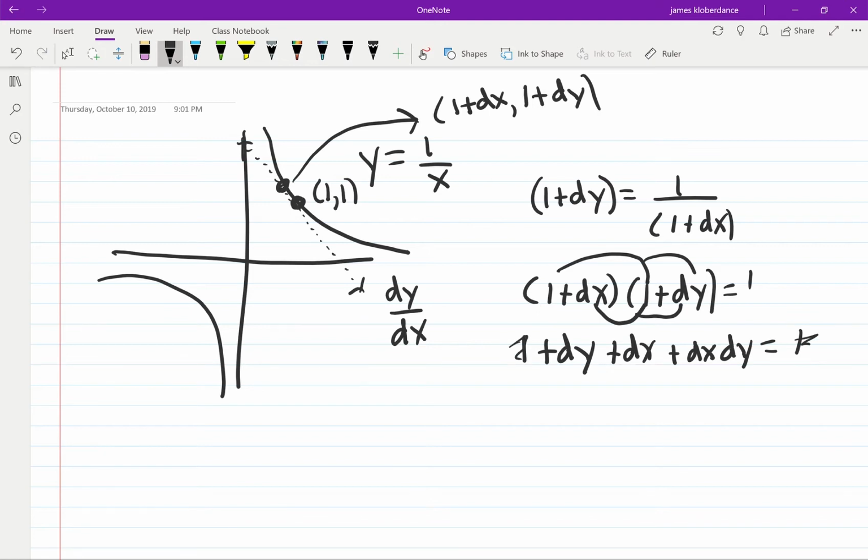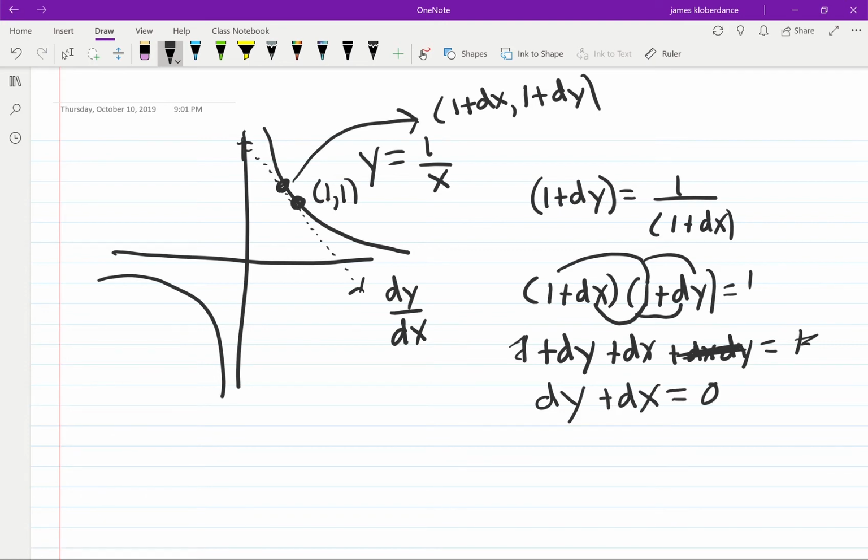And now I also want to point out that I have a dy, which is very, very small. I have a dx, which is very, very small. And then I have a product of two infinitesimals, which is orders of magnitude even smaller. So this guy is so tiny we can ignore it. So that gives me dy plus dx equals 0.